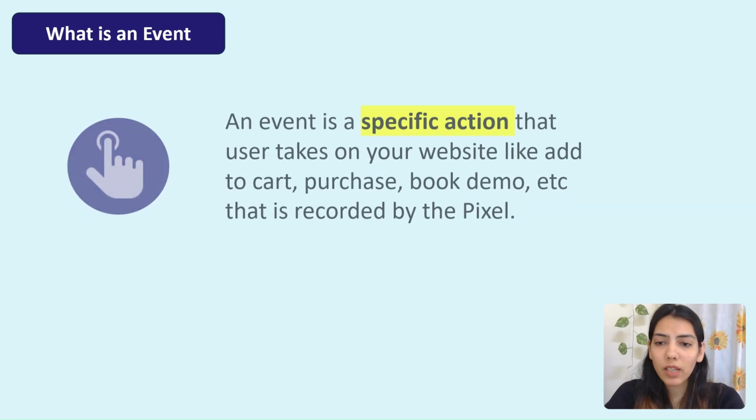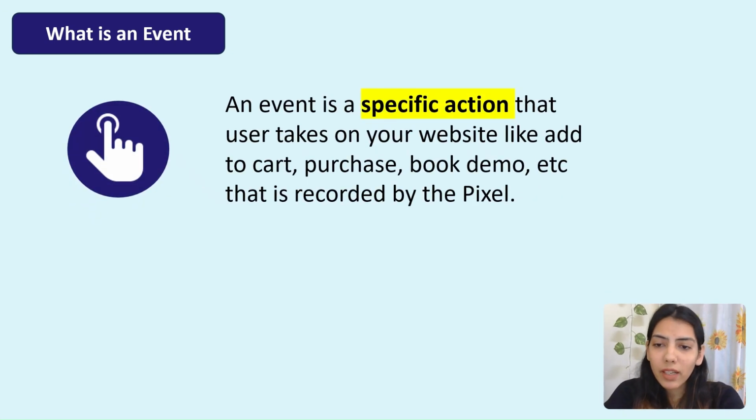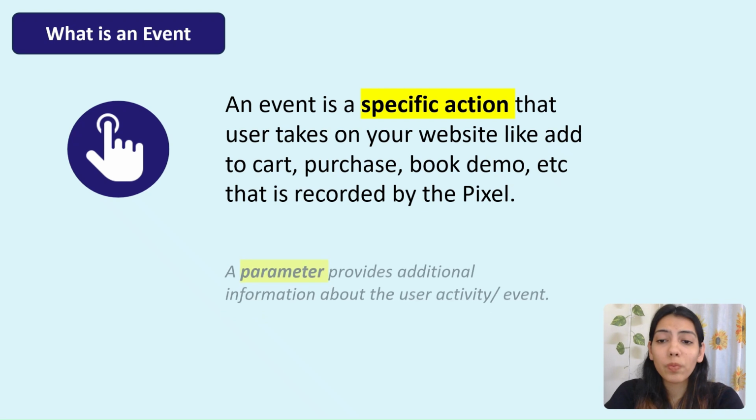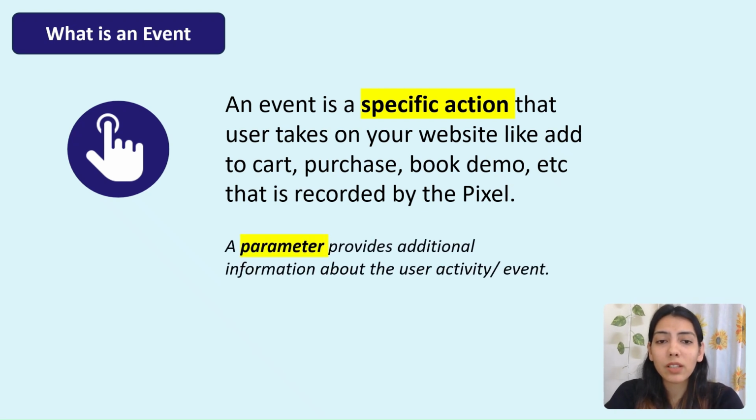So what is a meta event? A meta event is nothing but any specific user action that happens on your website and is captured by the pixel. For example, adding to cart, adding to wish list, initiating checkout. These are all events. Now, when an event happens, the pixel also captures additional information about that event and passes it to Meta. This is known as parameters for that event.